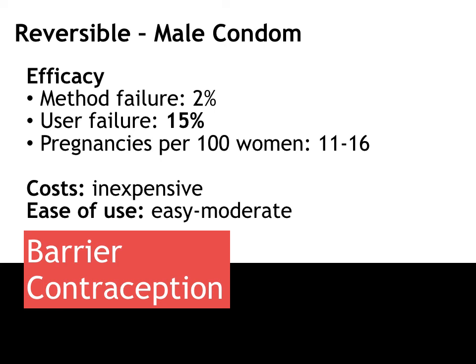Efficacy, so method failure or ideal use would be 2%, but general user failure is about 15%. Pregnancies per 100 women is 11 to 16. We talked about it's very inexpensive, easy to moderate ease of use, just requires the patient to be aware of proper usage, basically.